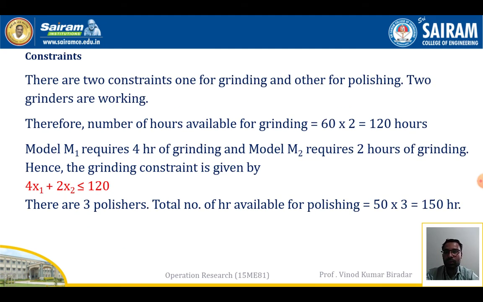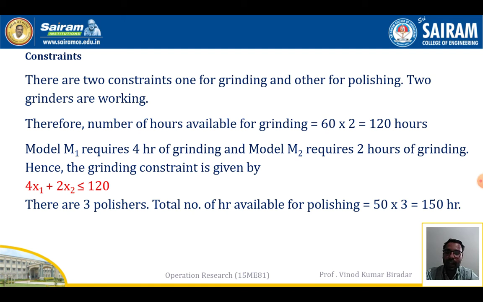Next we have to find the constraints. Here there are two constraints, one for grinding and another for polishing. Two grinders are working, so the number of hours available for grinding is 60 into 2, that is 120. Model M1 requires 4 hours for grinding, and model M2 requires 2 hours for grinding. So the grinding constraint is given by 4x1 plus 2x2 less than or equal to 120. This is the first constraint.